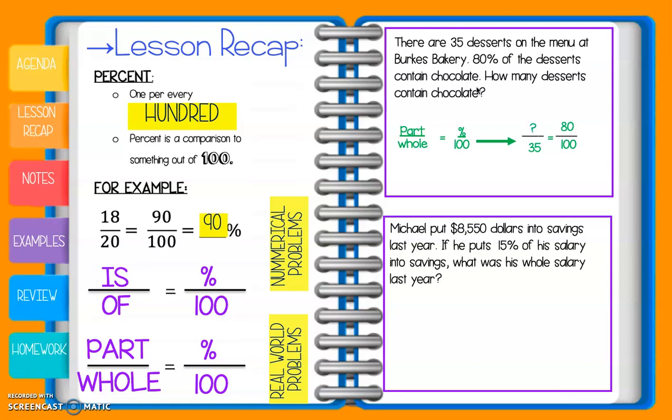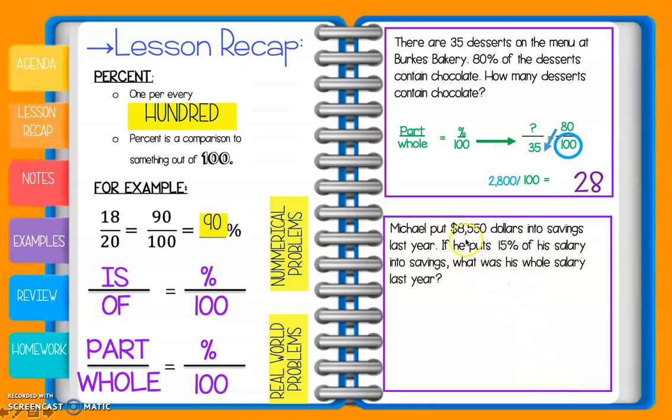And now we have a proportion that we know how to solve. We can just set it up. We can cross multiply 35 times 80, and we get 2,800. We're going to divide out our remaining 100, and we get an answer. And so our answer is 28 desserts contain chocolate. Okay. All right. So let's look at example 2.